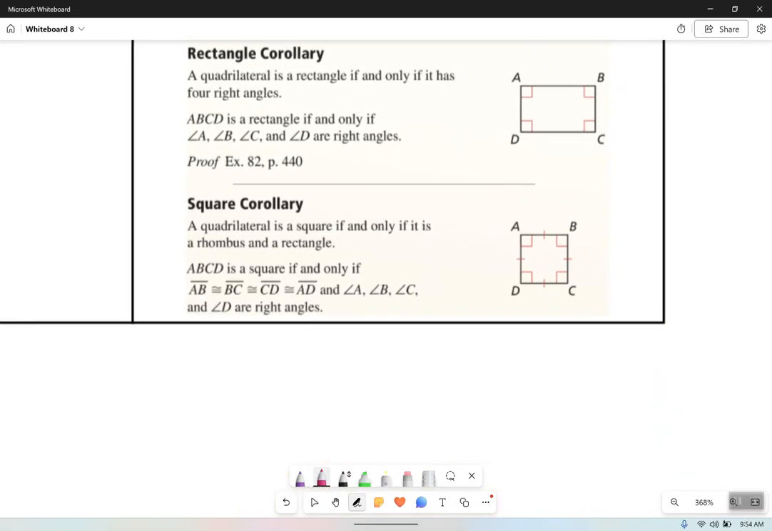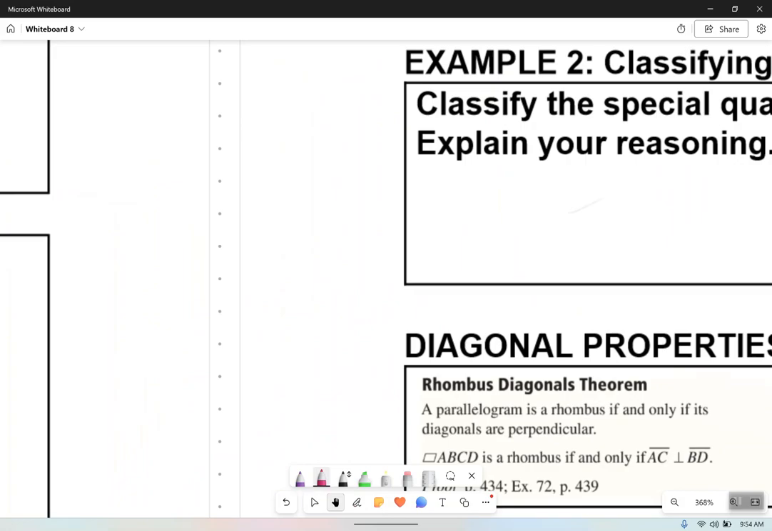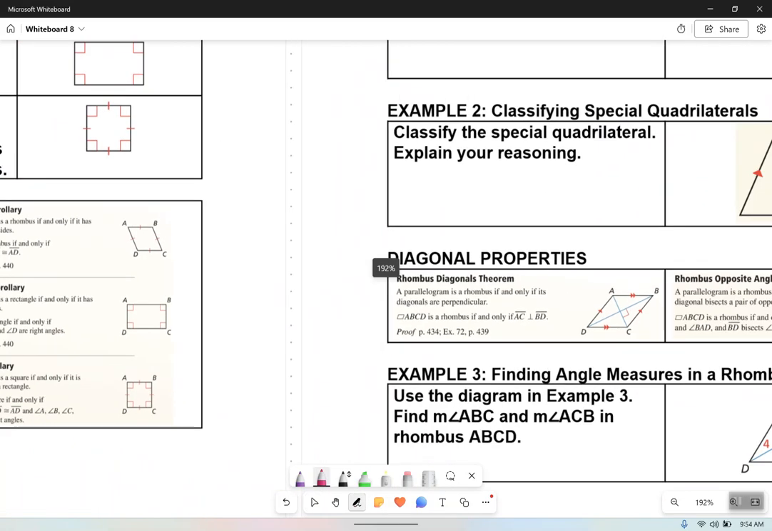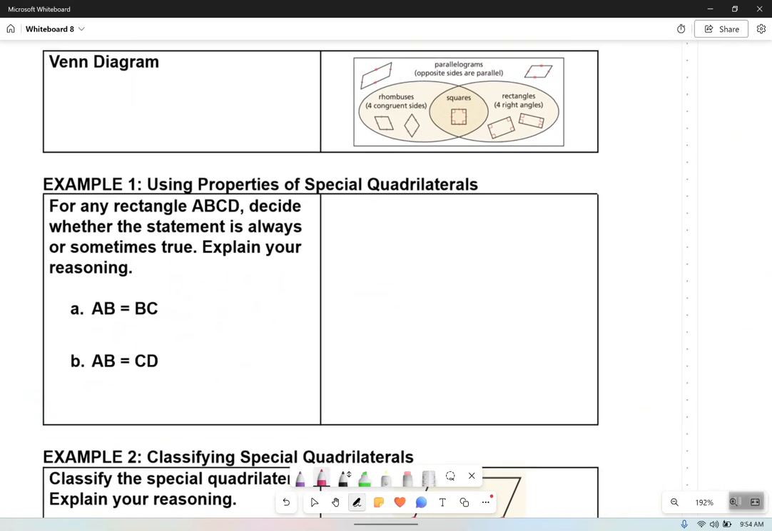Square corollary says it's basically the definition again. A quadrilateral is a square if and only if it is a what and what, kids? Why is a square a rhombus? Four congruent sides. Why is a square also a rectangle? Four right angles. Okay, so that makes pretty much sense. I think you guys know that already. All right. So let's kind of go into page 2 here. Let's just jump into this right here.